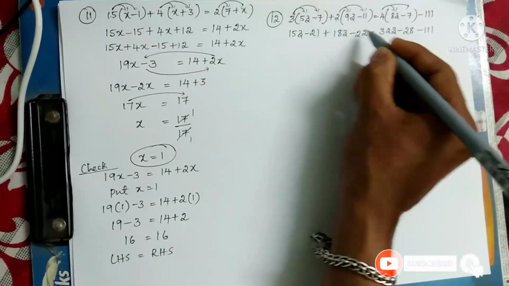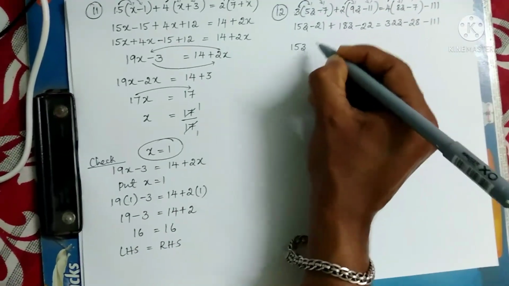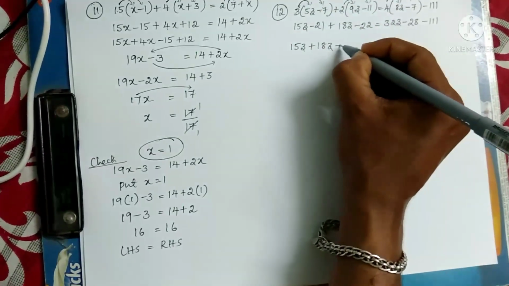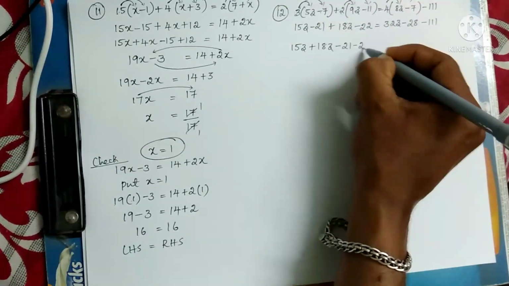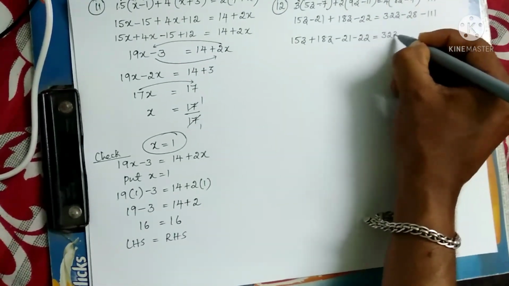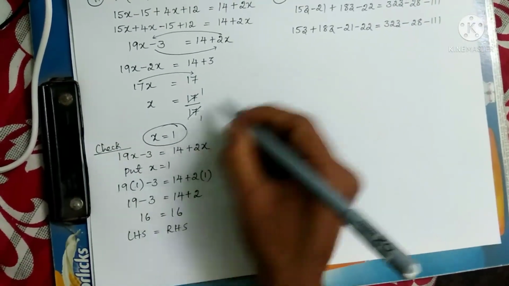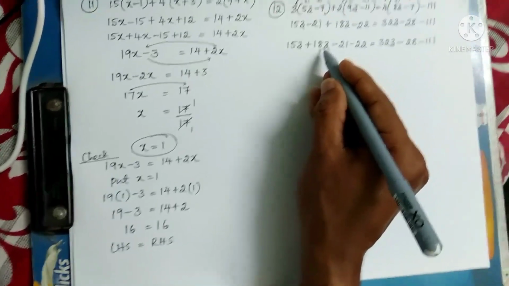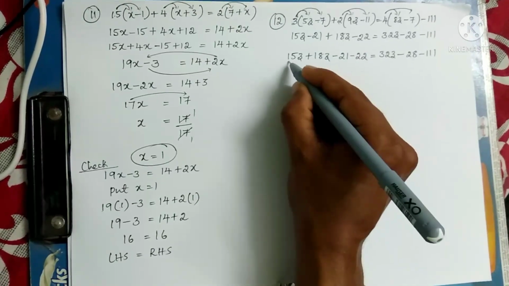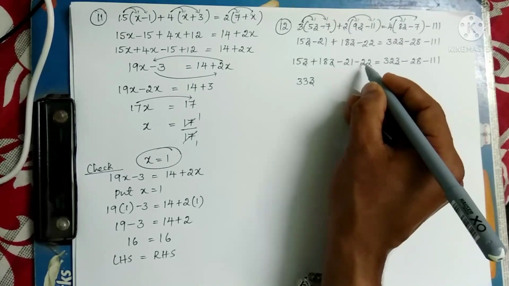Now on LHS we can see the like terms 15z and 18z. I write on same place 15z plus 18z. Now the constant terms minus 21 and minus 22, which is equal to 32z, as it is, minus 28 minus 111. Okay, so 15z plus 18z, these two are like terms, so we can add directly by writing the same variable z. 15 plus 18 is 33, minus 21 and minus 22.